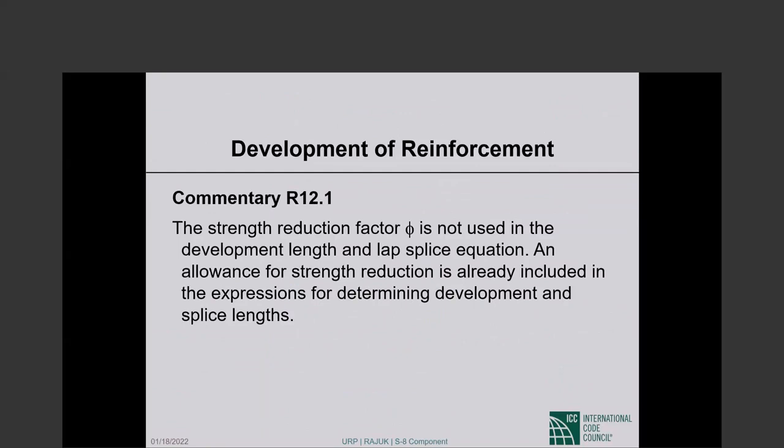The strength reduction factor phi, this is very important. For moment, shear, torsion, we use a phi factor. The strength reduction factor phi is not used in the development length and lap splice equations. An allowance for strength reduction is already included in the expression for determining development and splice lengths. So there is no phi factor in the expression for L sub D. What we are saying is something like a phi is already built in.